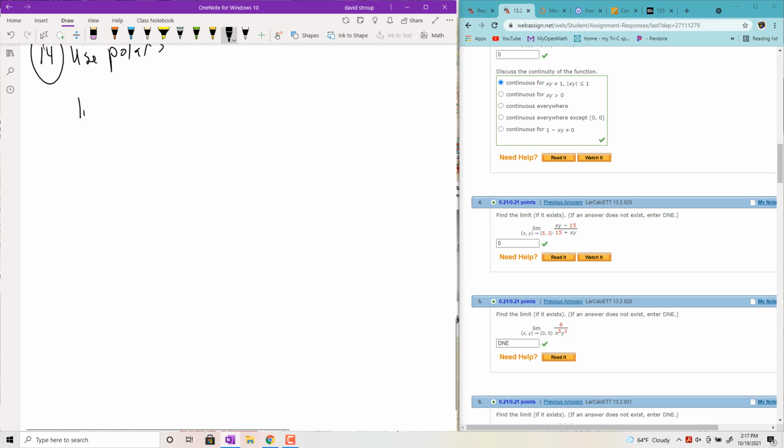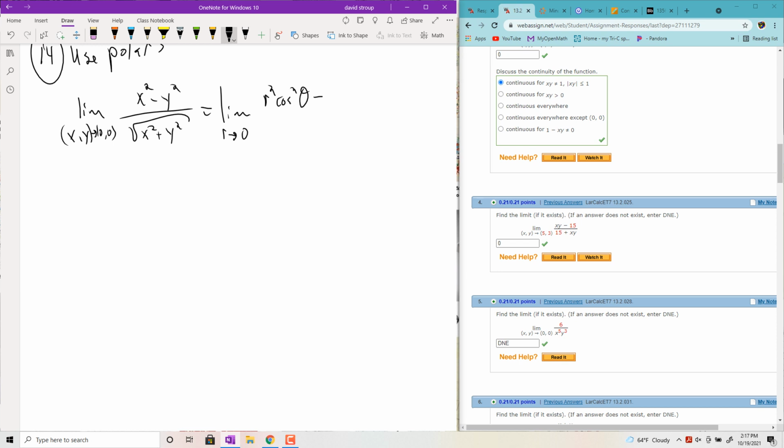So number 14, we had the limit as x, y goes to 0, 0 of x squared minus y squared all over the square root of x squared plus y squared. So the trick is to replace the x, y to 0, 0 with r going to 0. And then x you replace with r cosine theta, so you get r squared cosine squared theta. And then y you replace with r sine theta, so I have r squared sine squared theta. This will be all over basically the same stuff but added together.